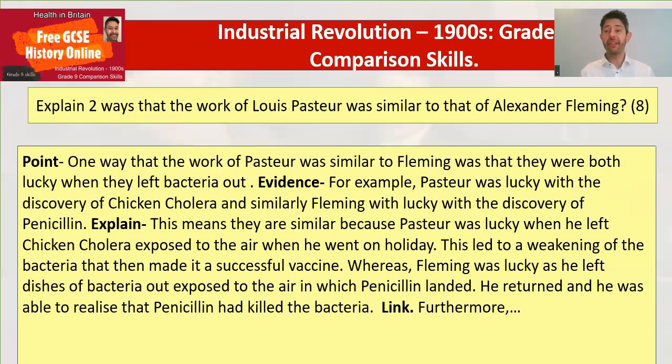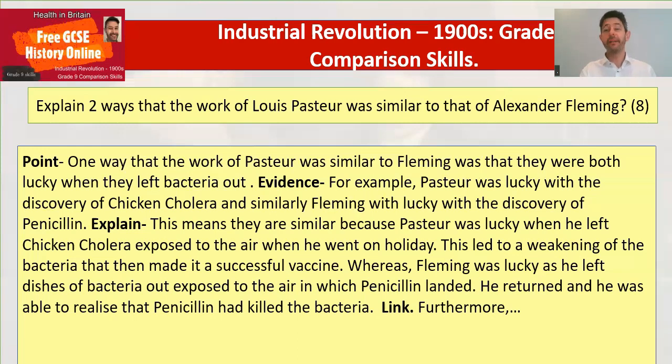Okay, so I've just explained the story in a bit more depth. Whereas Fleming was lucky as he left dishes of bacteria out exposed to the air, which penicillin landed on. He returned and he was able to realise that penicillin killed bacteria. Okay, quite a simple idea, yeah? Quite simple just to know the story and be able to explain it. So can we come up with a second idea, furthermore, about this? Okay, so a wider time maybe, take this a further step in time, a further step with different people perhaps.